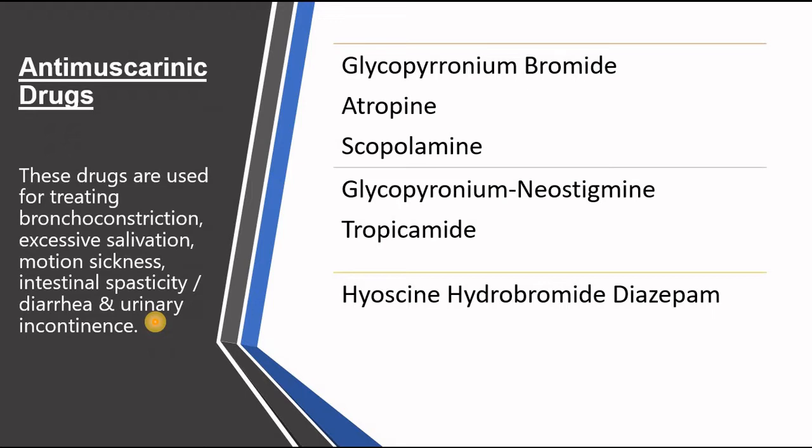If we look at examples of these drugs, they are glycopyrronium bromide, atropine, scopolamine, neostigmine, tropicamide, hyoscine hydrobromide, diazepam. These are the general drugs which come under the category of antimuscarinic drugs.